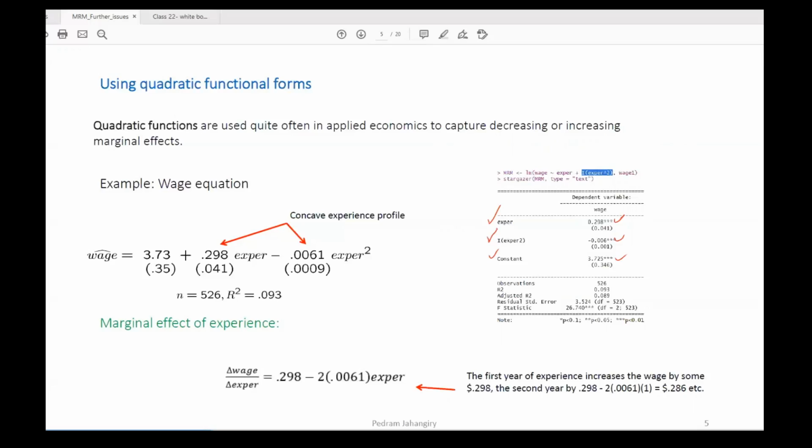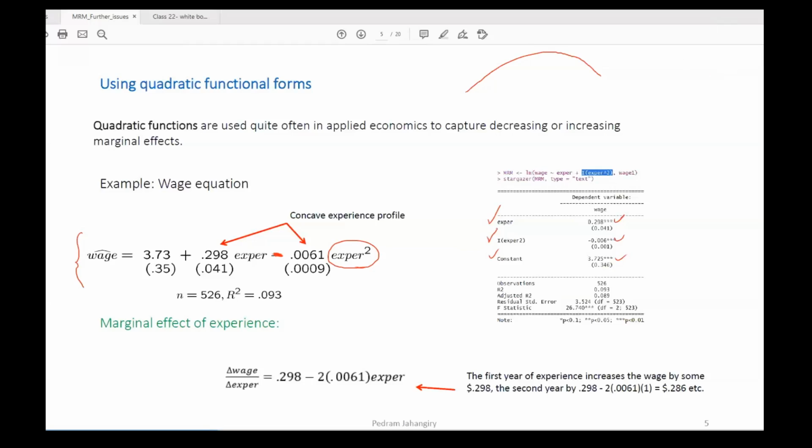So you're going to say that, look at that, because the sign of this experience squared is negative, we're dealing with a concave experience profile, right? So concave is what? So something like this. Remember, if I have y equals x squared, something like this. If I have y equals minus x squared, it's something like this. So we call this concave, we call this convex. So because the sign of the experience squared is negative, then we're dealing with the concave experience profile. What does that concave experience profile mean?